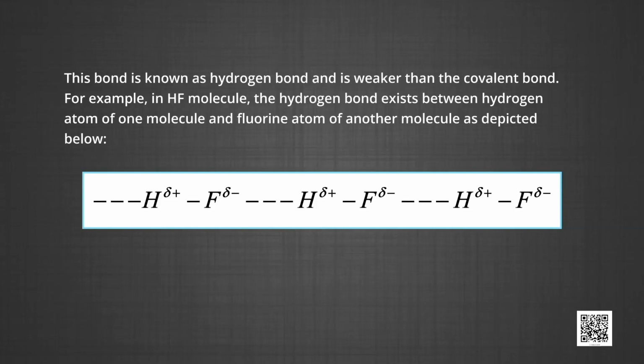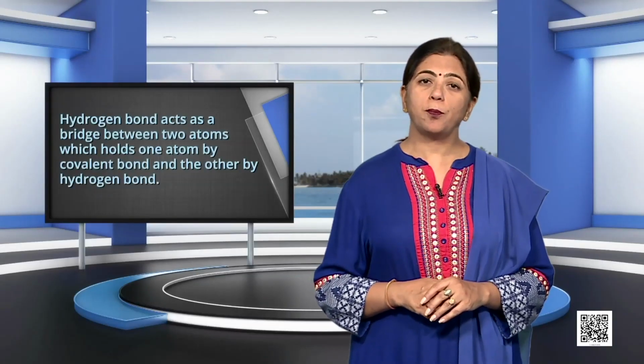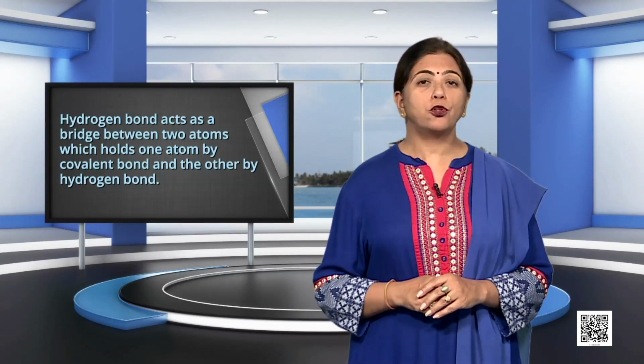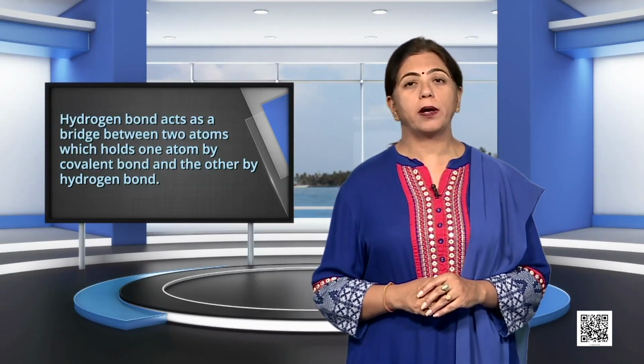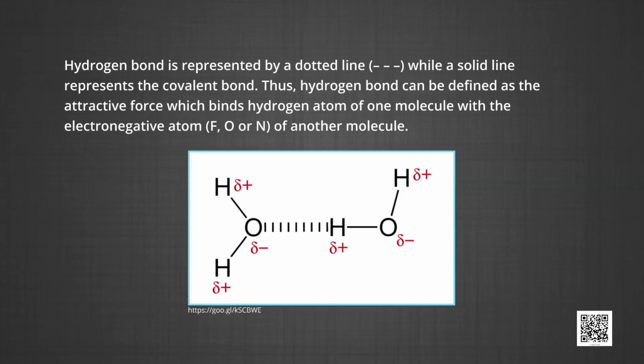For example, in hydrogen fluoride molecule, the hydrogen bond exists between the hydrogen atom of one molecule and the fluorine atom of another molecule, as is depicted below. From the figure you can see that there is a hydrogen bond between the fluorine of one HF and the hydrogen of the other hydrogen fluoride molecule. Here, the hydrogen bond acts as a bridge between the two atoms, which holds one atom by the covalent bond and the other by the hydrogen bond. The hydrogen bond is represented by a dotted line, while a solid line represents the covalent bond.